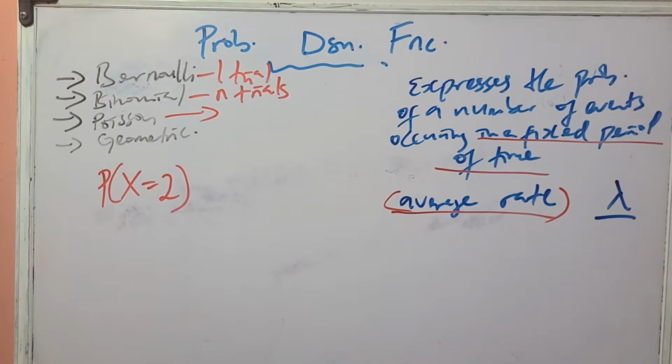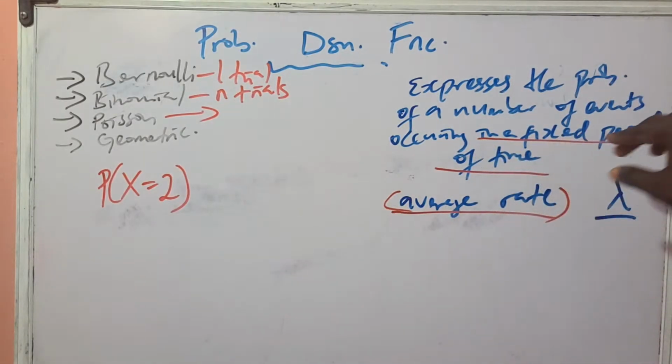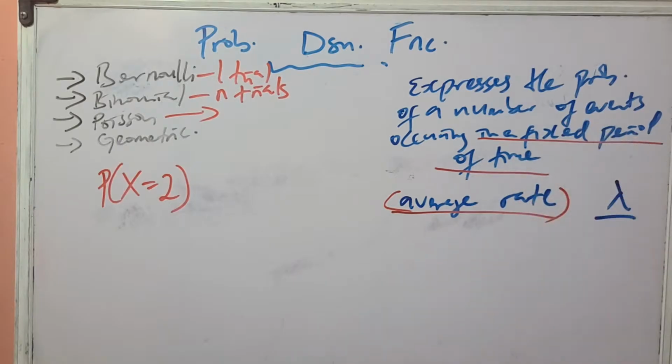So let me come back again, because I understand this is your first exposure to this. Poisson distribution expresses the probability of a number of events occurring in a fixed period of time. Now, this was, of course, a fixed period of time, but I wanted to relate that to, it could also be not just time alone, it could be space. Let me give you an example.